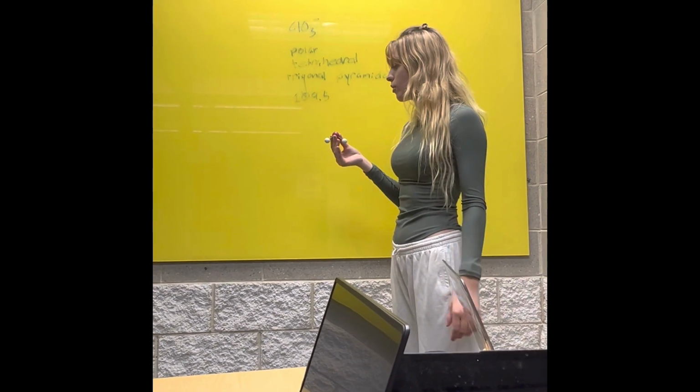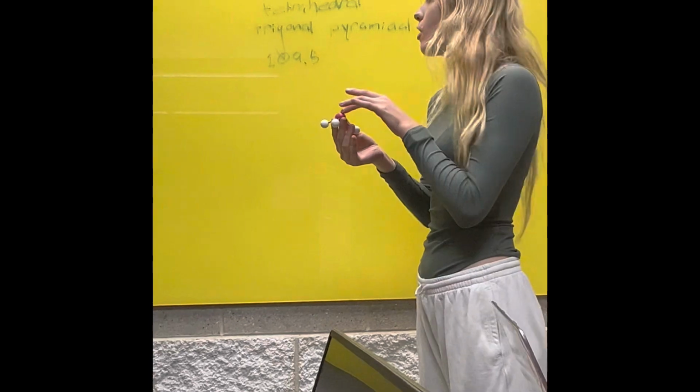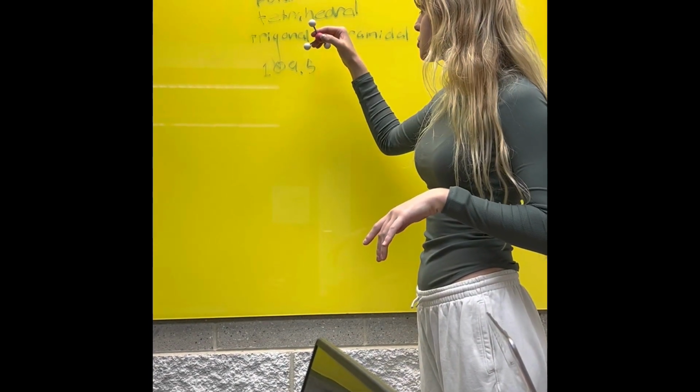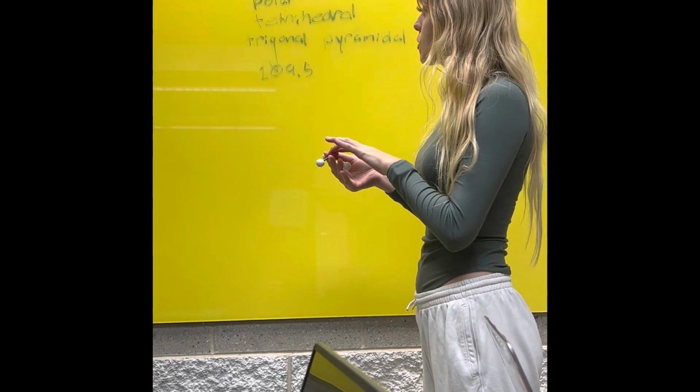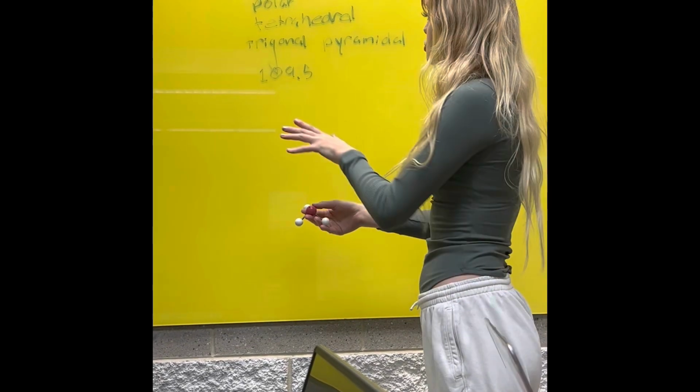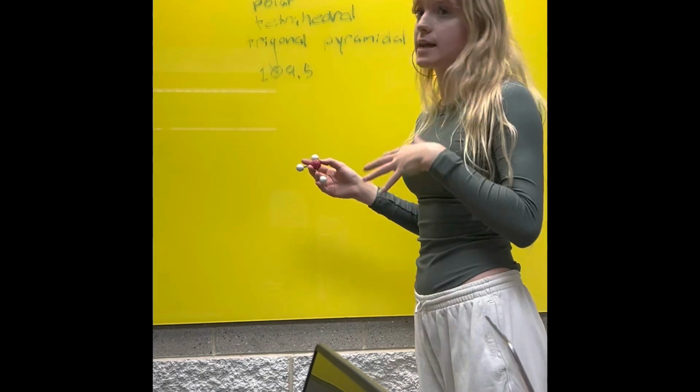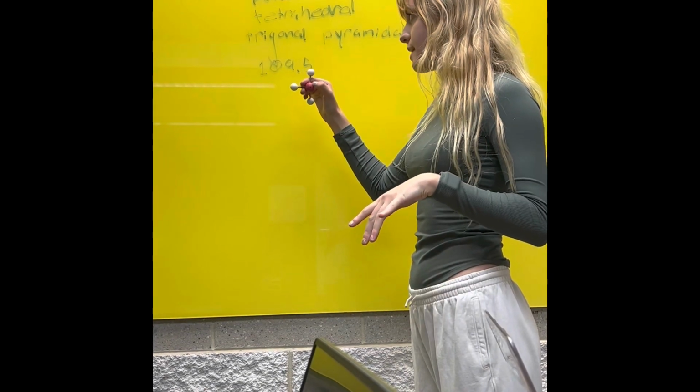ClO3- is a polar molecule because it has an extra lone pair on top, and it has a tetrahedral electron pair geometry, and since it is polar and it has that 1 lone pair, its molecular shape is trigonal pyramidal, giving it an ideal bond angle of 109.5 degrees.